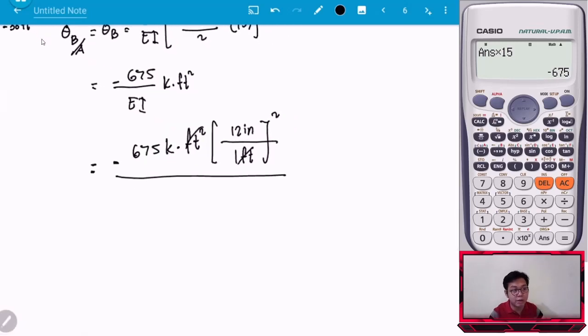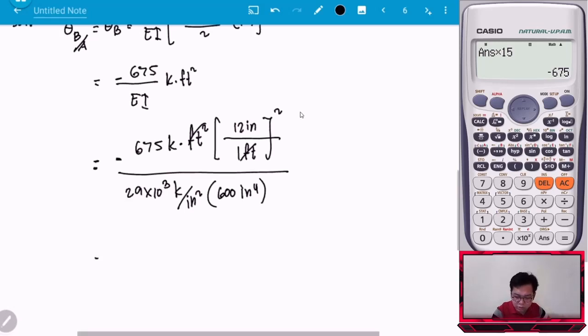Yung E natin sa problem, that's 29 times 10 to the 3, tama? Kilopounds per square inch. And then, multiply that by 600 to the power 4. Okay? So, let's just use our calculator.